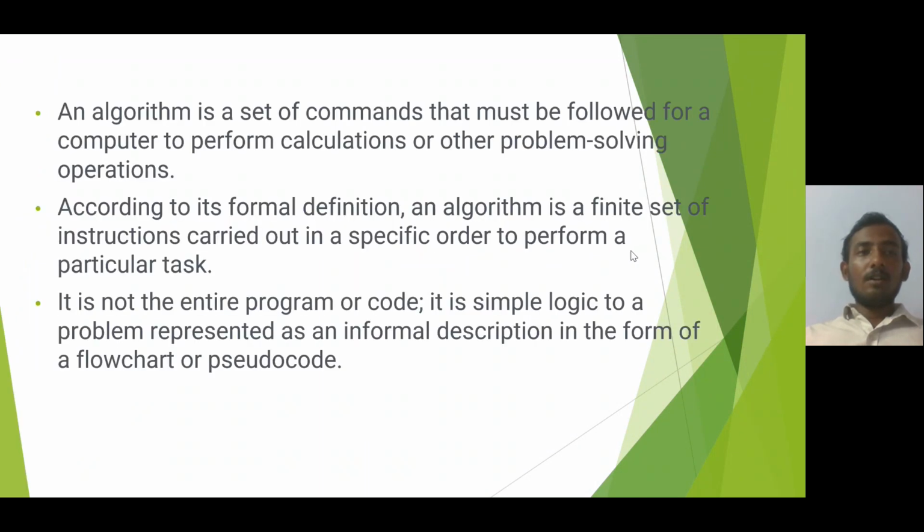What is an algorithm? An algorithm is a set of commands that must be followed for a computer to perform calculation and other problem-solving operations. According to its formal definition, an algorithm is a finite set of instructions carried out in a specific order to perform a particular task. It is not the entire program or code. It is simply logic to a problem represented as an informal description in the form of a flowchart or a pseudocode. Algorithm is a step-by-step procedure to do a particular task.